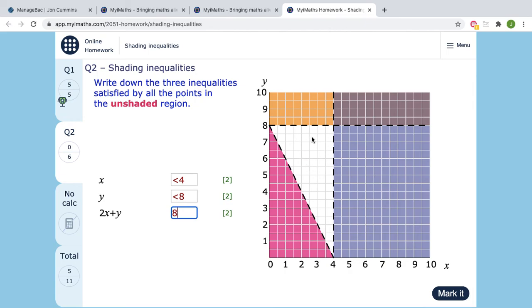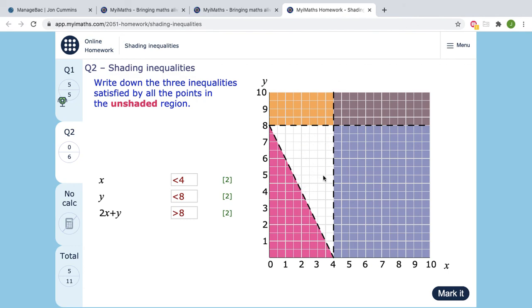but we want the region above it because it contains the unshaded bit. So everywhere above the line, 2x plus y is greater than 8. So let's type in a greater than symbol, and then we're left with a region that is below the y equals 8 line, y less than 8, and above the 2x plus y equals 8 line, 2x plus y greater than 8.